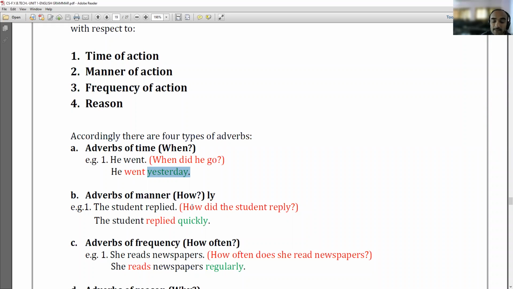When we move towards second sentence, that is the student replied quickly. विद्यार्थ्यानं लगेचच रिप्लाय दिला. So here कसा रिप्लाय दिला? How did the student reply? स्टुडंटनं रिप्लाय कसा दिला किंवा स्टुडंटनं उत्तर कसं दिलं? Quickly. Okay. जलद गतीनं किंवा वेगानं. So here quickly is called as the adverb of manner. कसा? तर जलद गतीनं किंवा वेगाने. Okay. So quickly is called as the adverb of manner.